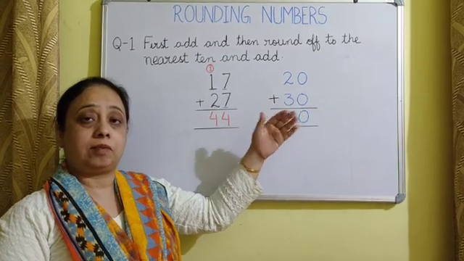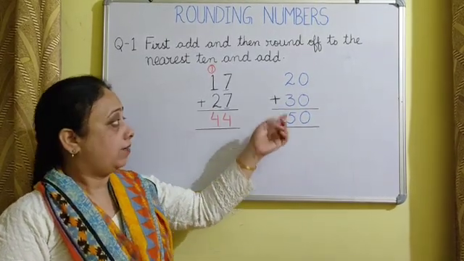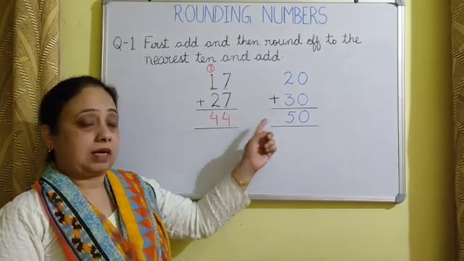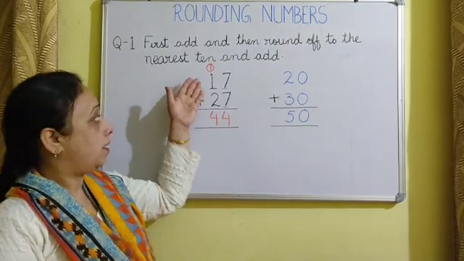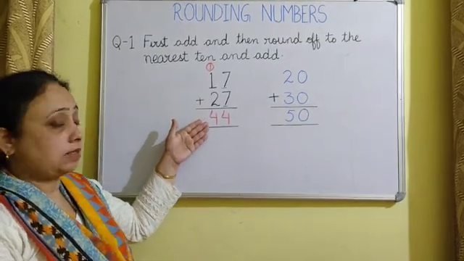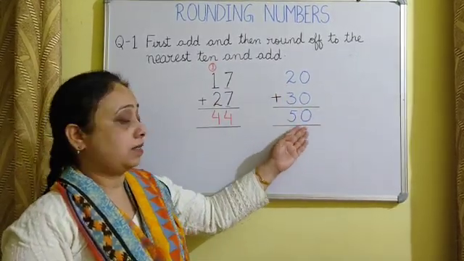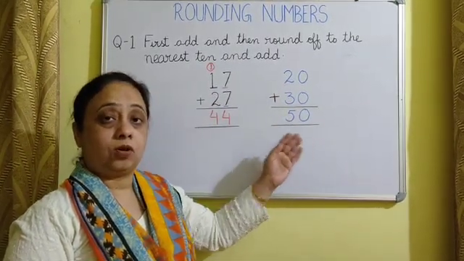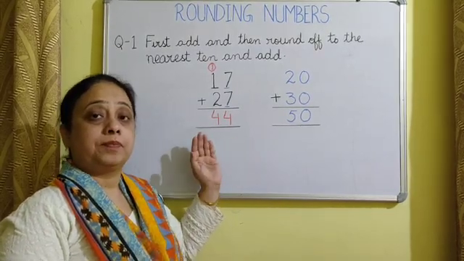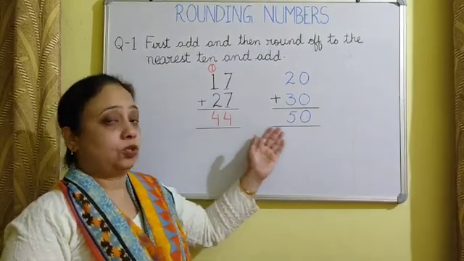That is when we round them off to the nearest 10. And when we add them, the result is 50. When we add without rounding off, our result is 44. But when we round them off and then add, our result is 50. So there is a lot of difference between the results of these two.